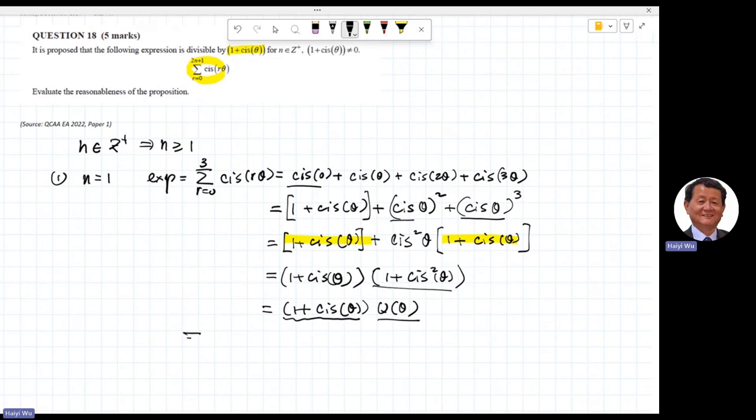So therefore we can prove that the proposition is true when n equals 1.